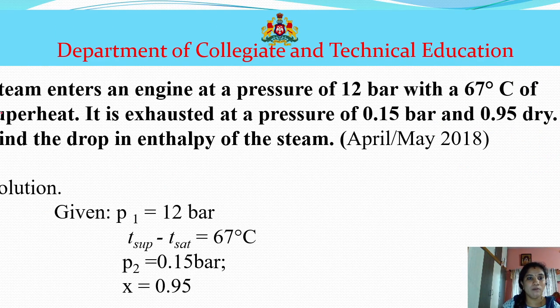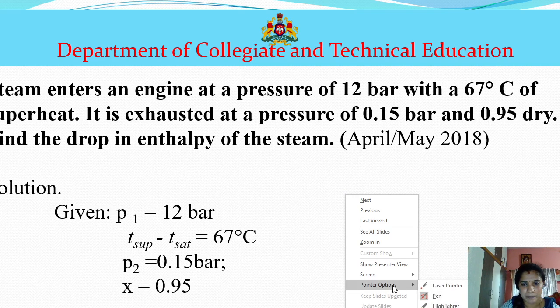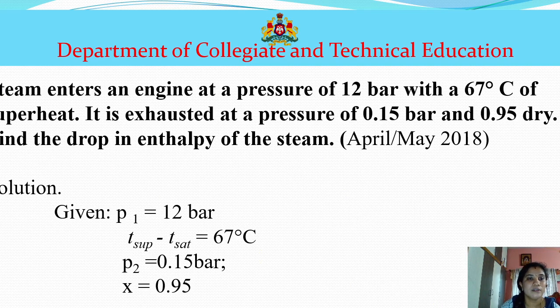So this is a problem that is given. Let us read the problem once and try to understand what we need to find out. Okay. So what are they given? They are saying that steam enters an engine at a pressure of 12 bar. So we have an engine whose initial pressure is how much? It's 12 bar, with a 67 degree of superheat.